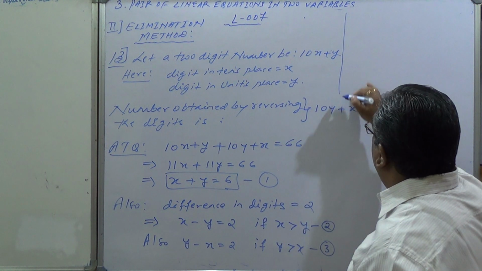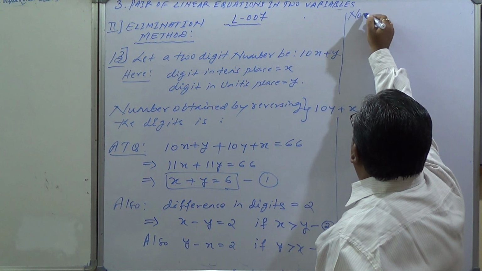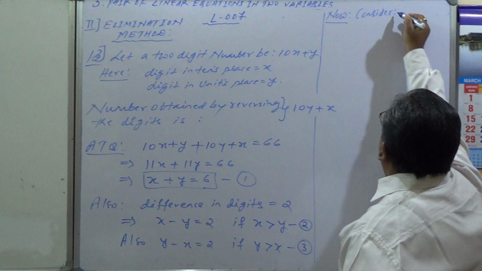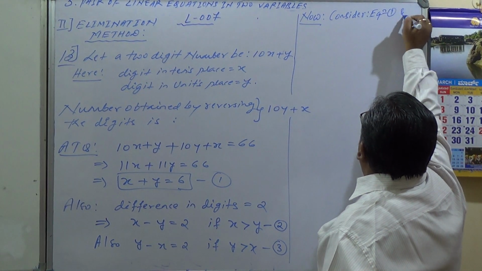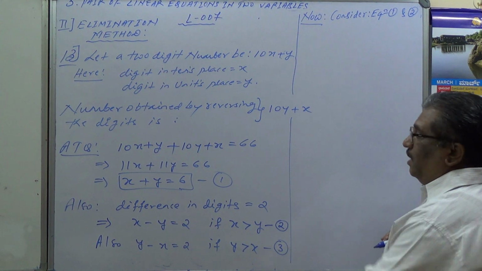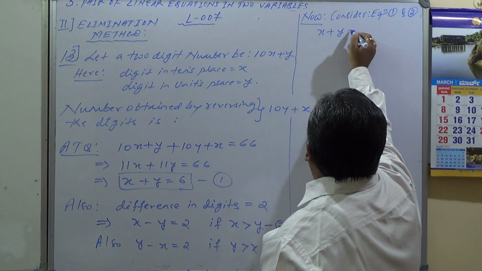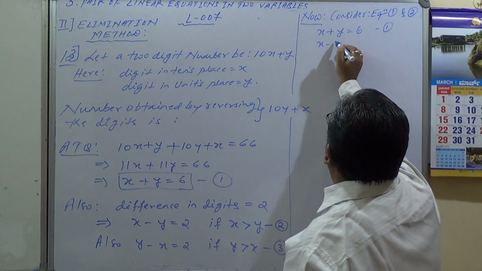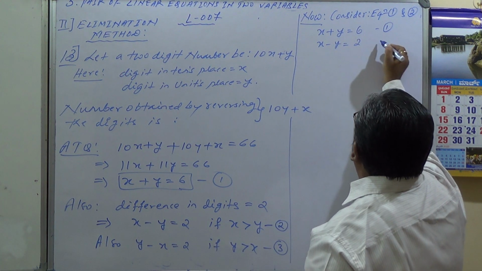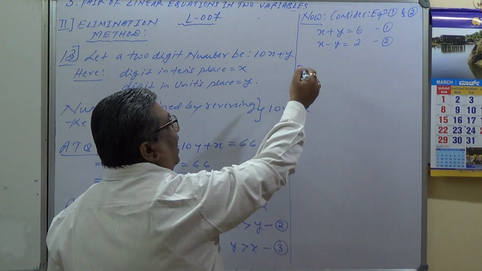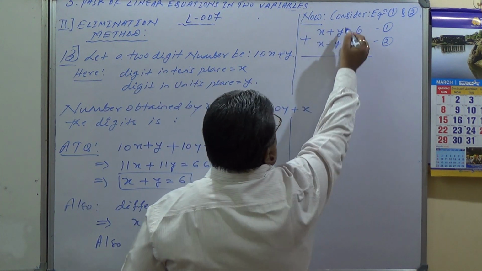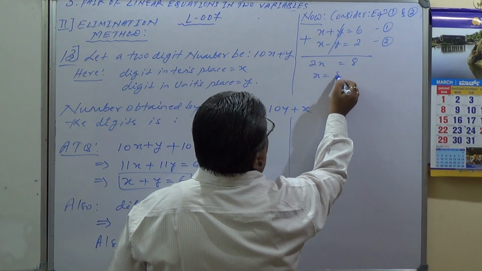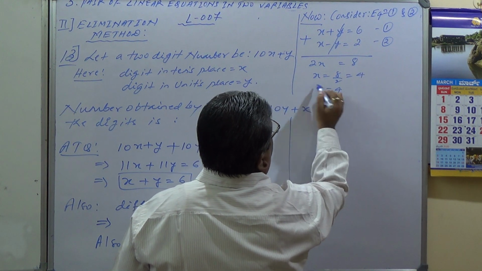Now consider equations 1 and 2. Rewrite it. x plus y equals 6, this is 1. And x minus y equals 2, which is the second equation. Simply add them. This y will get eliminated. 2x equals 8. x equals 8 by 2, which is equal to 4. x is equal to 4. This is the third equation.